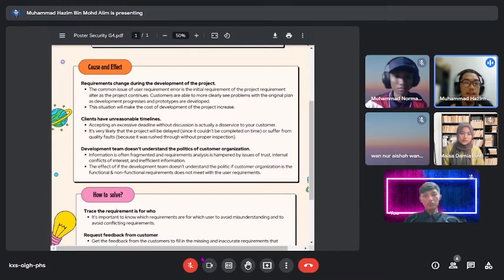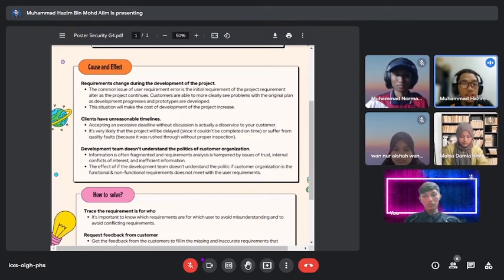Not only is such a manager adept in operational and functional responsibilities, but he or she also recognizes the necessity of framing agendas for common goals, forming coalitions with shared goals, and pursuing skepticism of a position's legitimacy. These abilities are especially important when working on huge projects in large organizations where information is often fragmented and requirement analysis is hampered by issues of trust, internal conflict of interest, and inefficient information.